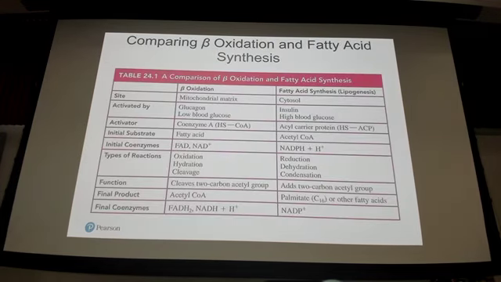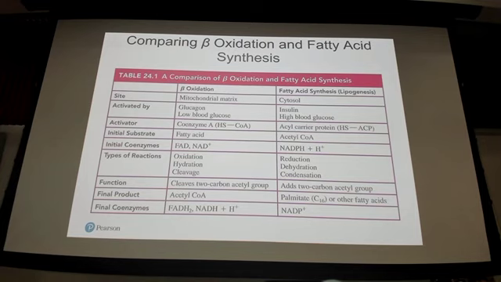So here are the primary differences between beta oxidation and lipogenic pathways in terms of where they occur, the starting substrate, starting coenzymes, and the final products. You guys don't need to worry about the types of reactions used, but I would know where they occur, what the final and initial substrates are, and what coenzymes are used.